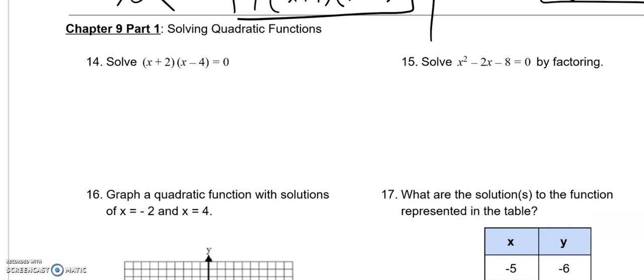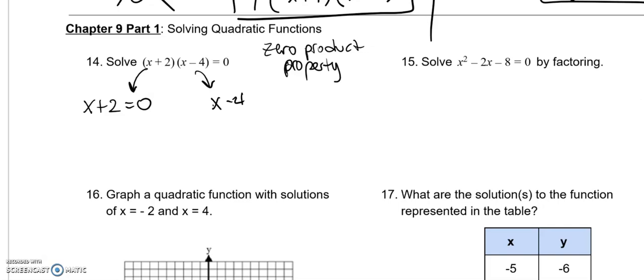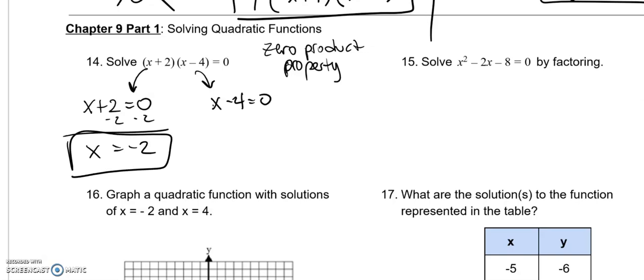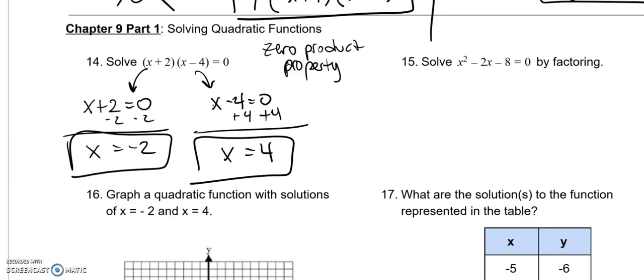Finally, Chapter 9, Part 1 stuff. Zero product property. Here for the first one, it's already factored for us. And when we have factored form and it's set equal to 0, all we have to do to solve is take the factors and set them equal to 0. So if x plus 2 equals 0, to get x by itself, we get x equals negative 2. And over here, when x minus 4 equals 0, we add 4 to both sides. This gives us our second answer, x equals 4.